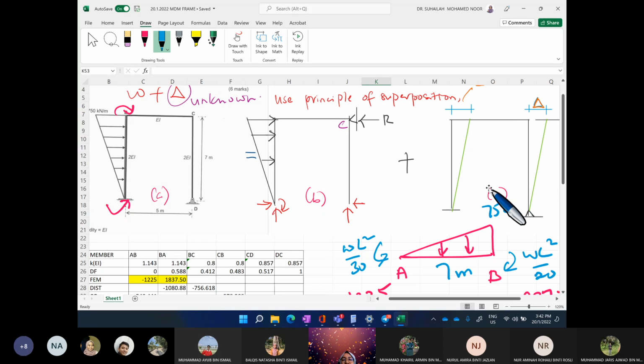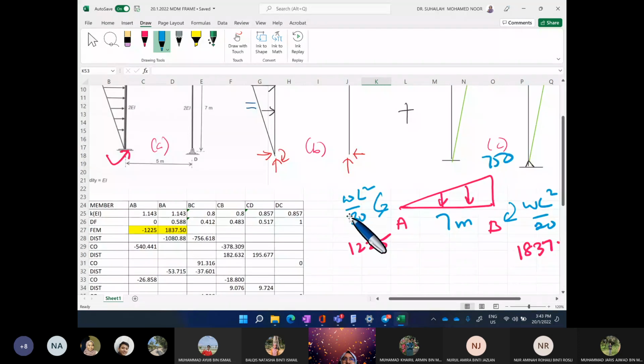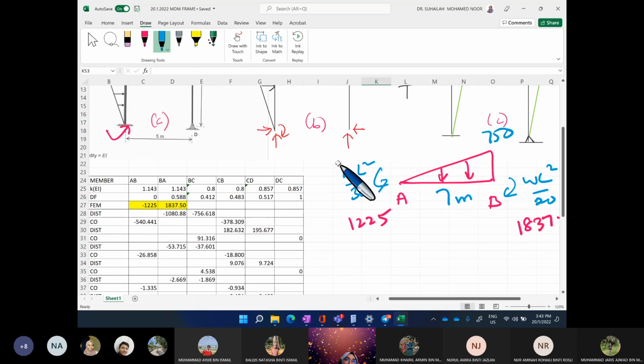the derivation of the equation based on the principle of superposition. And then the FEM, we have done FEM in such a way, which is based on assumption, because we do not know the delta value and we don't have to calculate the delta value. So what we want is only the final end moment.